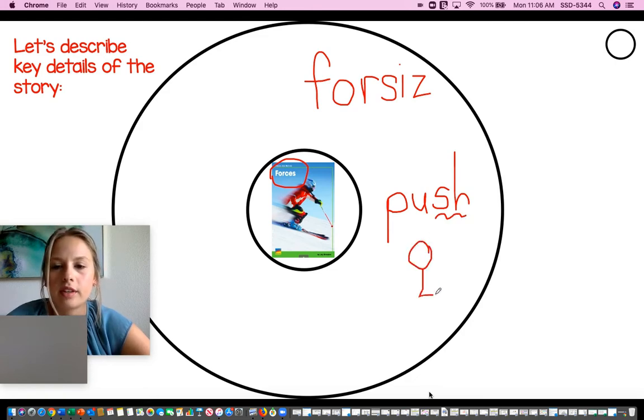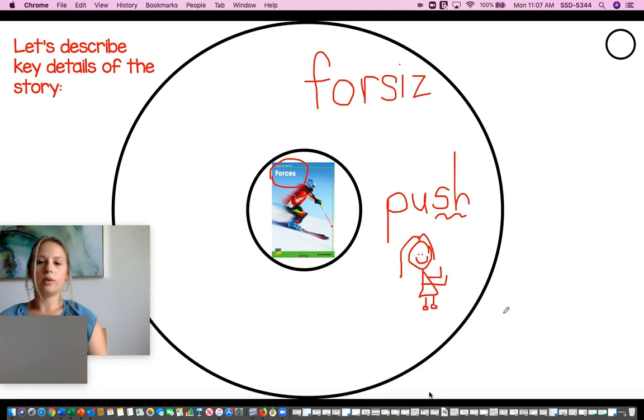I'm going to do a stick figure. Miss Paulino or somebody. It could be anybody. And they're pushing. So I'm going to put their arms out like that. Push. Forces can push. What else can I remember from the reading?